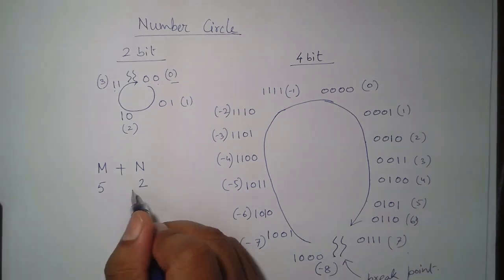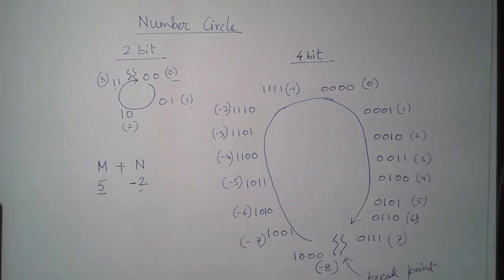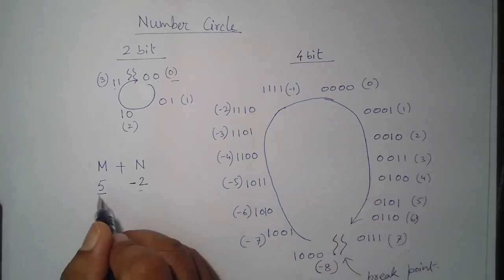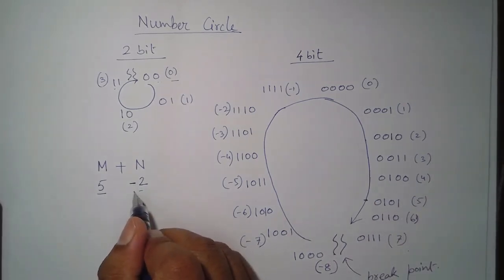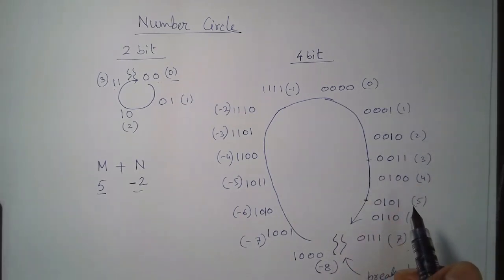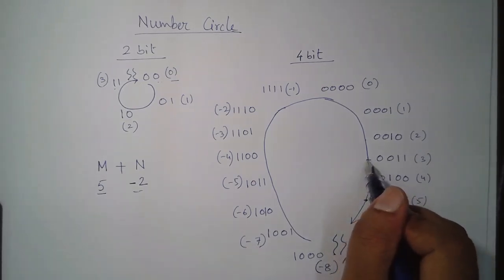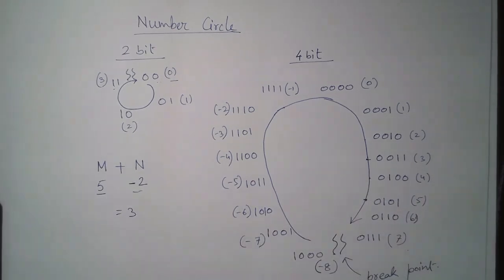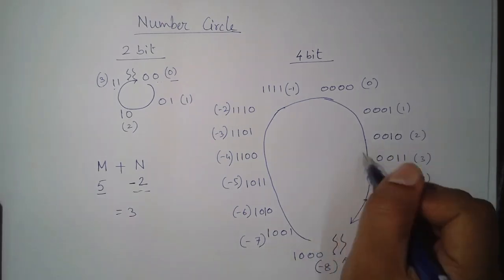Now if the number is negative, let's say we need to add 5 and negative 2. What we need to do is go anti-clockwise. We locate 5 in the number circle, and since the number is minus 2, we go anti-clockwise 2 steps to reach the answer. From 5 we reach 1, 2, so 3 is the answer. So far so good. So this is one way: if the number is negative, you go anti-clockwise; if the number is positive, you go clockwise.